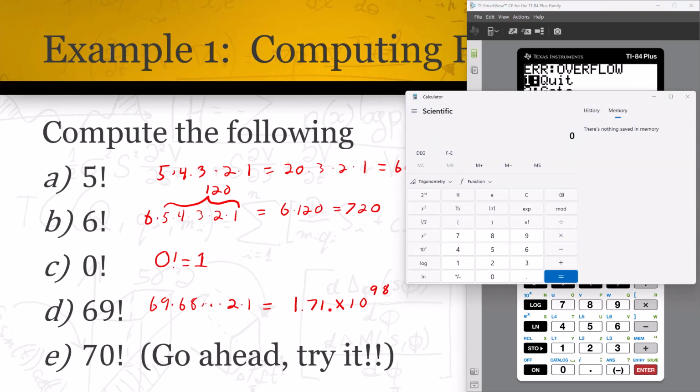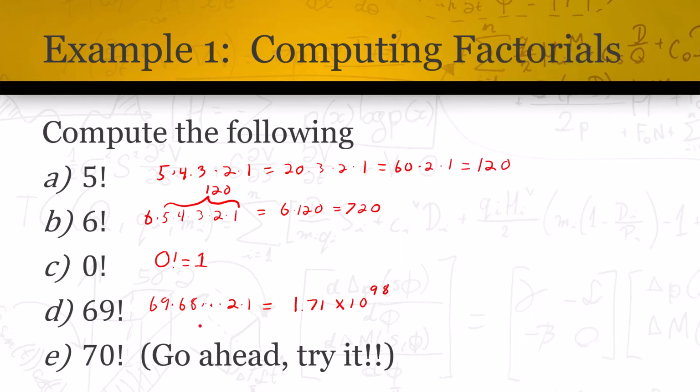As I mentioned before, you can do this on the calculator in Windows. Here is the Windows Basic Calculator right here, and I could do 70. Here is the symbol for factorial, and that would be your answer. That would give me 1.20 times 10 to the 100th. So this actually is 1.20 times 10 to the 100th.